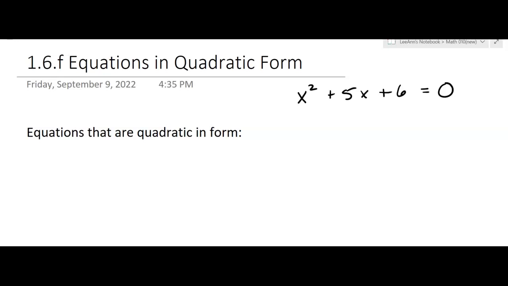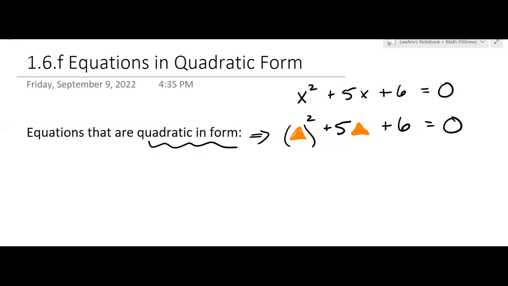But now, let's say we didn't have an x. Let's say we had an orange triangle squared plus 5, and then this was an orange triangle, plus 6. Let me put parentheses around that. Equals 0. Well, it looks very much the same, right? Except the x is an orange triangle. What we're going to do when that happens is say this is in quadratic form. It's in the form of a quadratic equation, okay?